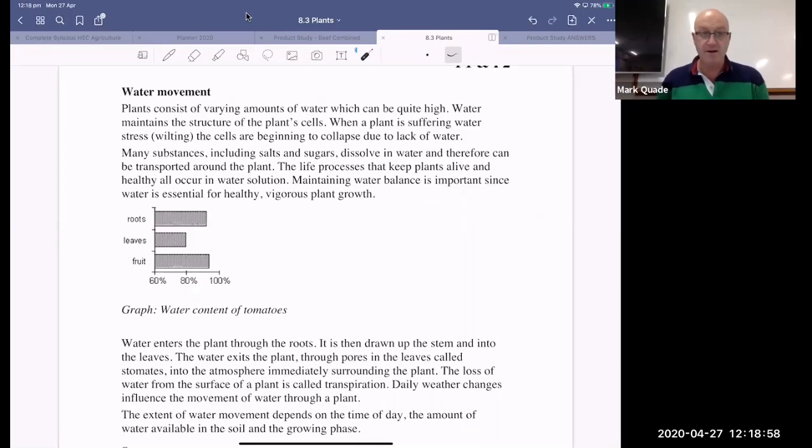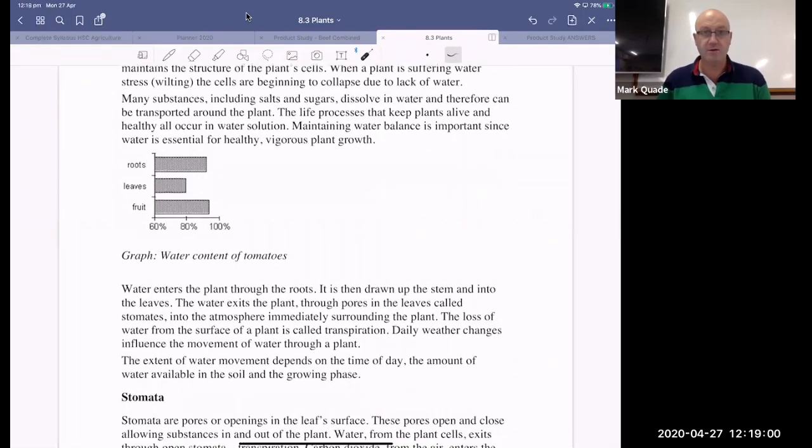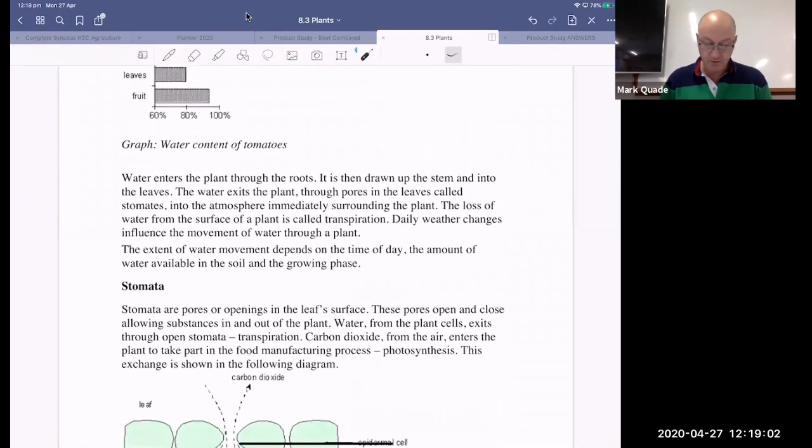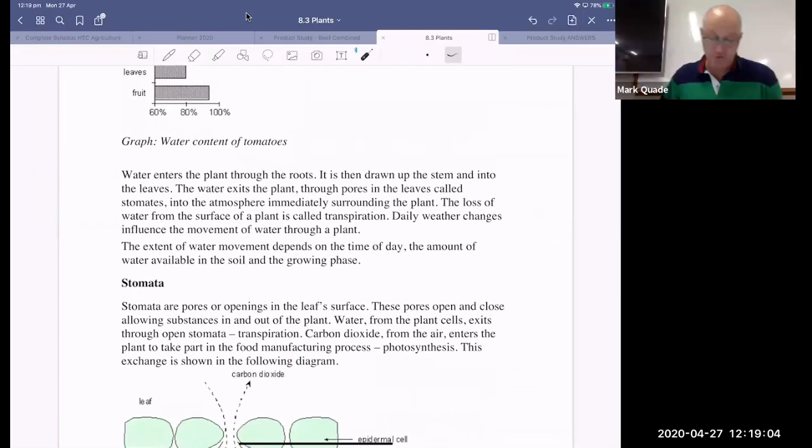Okay, now let's have a look here. So water enters the plants through the roots. It is drawn up into the stem and into the leaves. The water exits the plants through pores called stomates into the atmosphere immediately surrounding the plant. The loss of water from the surface of a plant is called transpiration. Daily weather changes influence the movement of water through the plant.